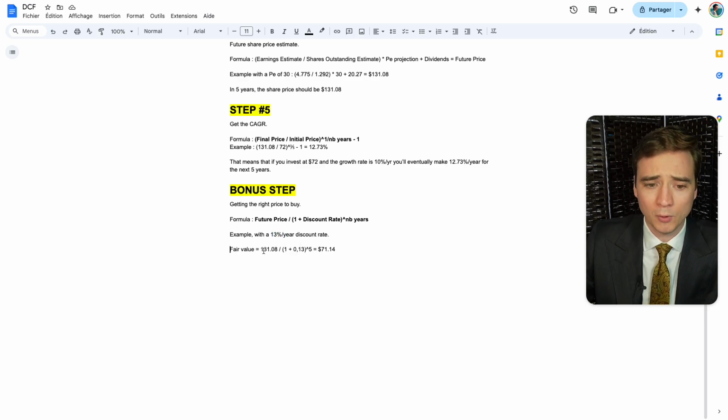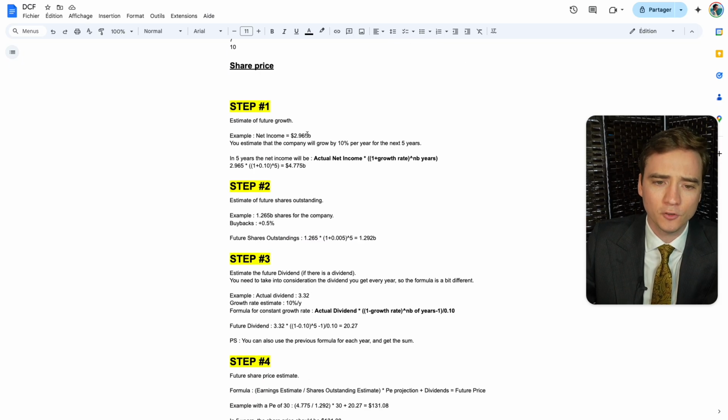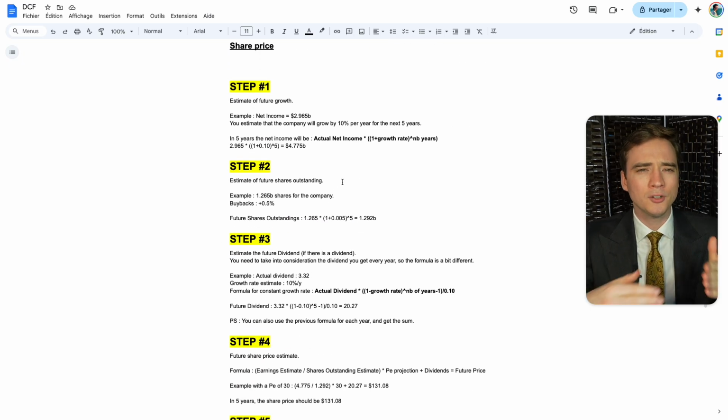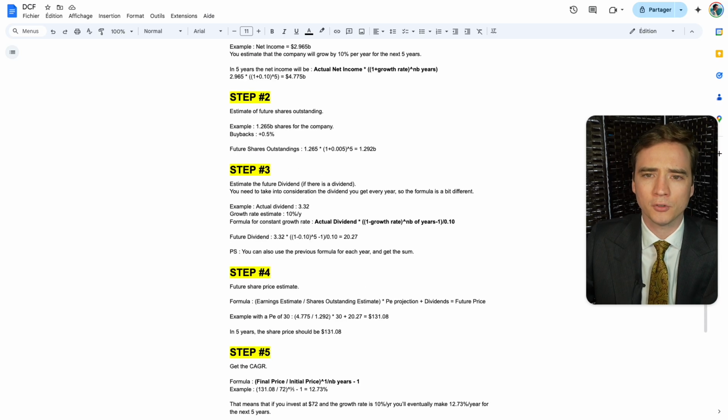So the fair value will be 131.08 divided by 1 plus 0.13, exponent 5, okay, because it's the number of years, which is equal to $71.14. So it means that if you want to do 13% with this company, you will need to buy at $71.14. So now we're at 72. We can estimate that it's approximately around the fair value. So these are the steps that you want to do. You can use it in a Google Sheet or something like this to go faster.